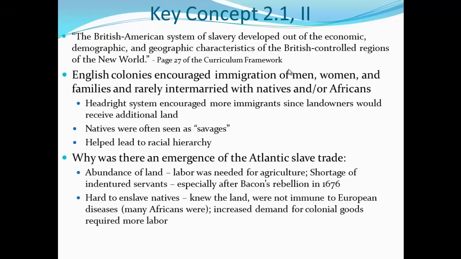And it was hard to enslave natives. They knew the land. They were not immune to European diseases, as many Africans were. There was also an increased demand for colonial goods that required more labor. So English colonies decided to use slave labor.